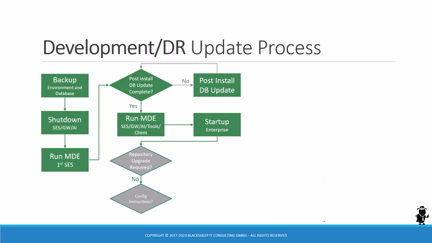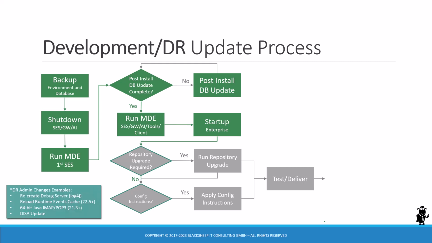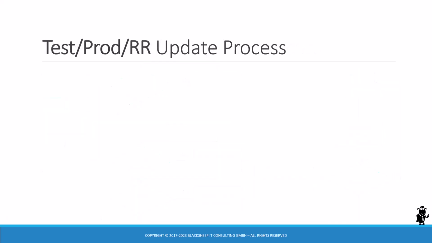So when you have decided to run the repository upgrade, you of course have to run it, and successfully so. If there are any config instructions, that's developer work in web tools too, and that has to be tested and delivered. Now, administrative changes depend on what version you are, what features you're using. So let's say you have some, and then you of course have to implement them. And now we're done.